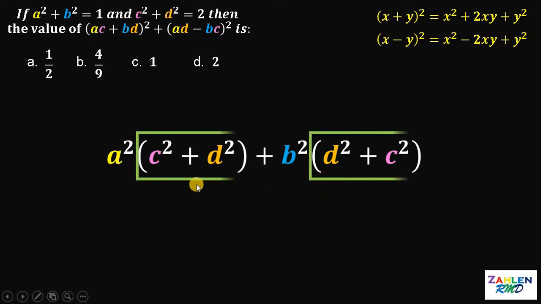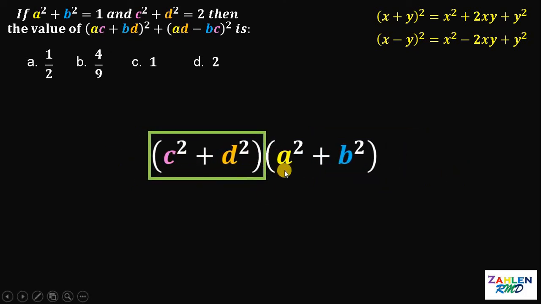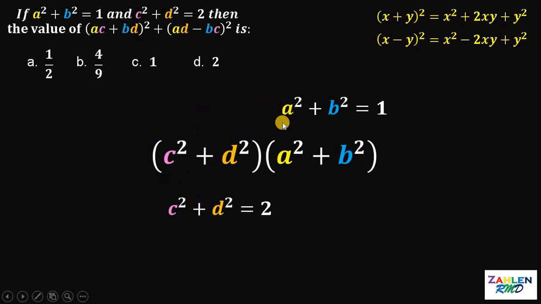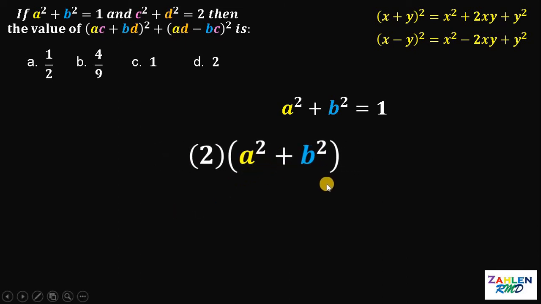Now, also notice that c squared plus d squared is the same thing as d squared plus c squared. Now, we can factor out this common term. If we do that, we get (c squared plus d squared) multiplied by (a squared plus b squared). Now, here the given equations come into play. We know already that a squared plus b squared equals 1, and c squared plus d squared must be 2.